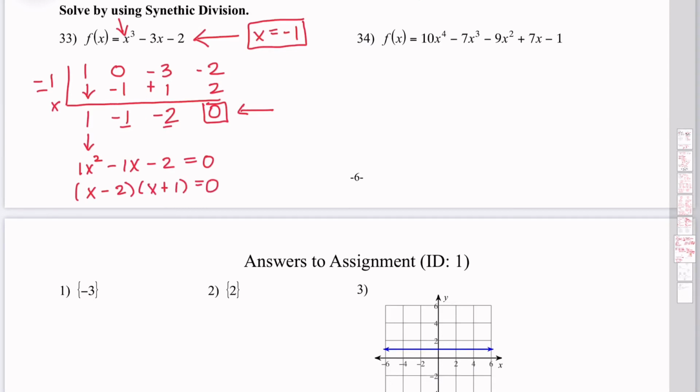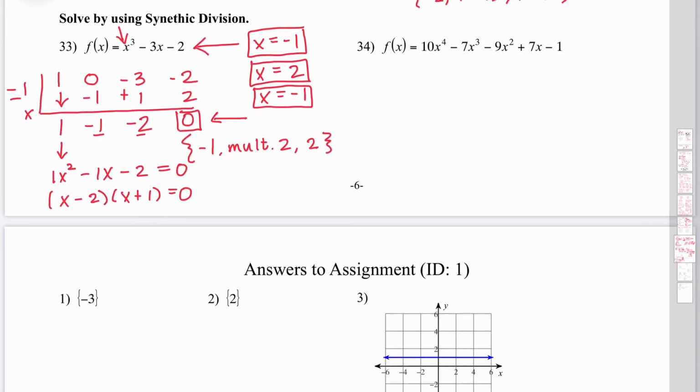Setting each parenthesis equal to 0, we get that x equals positive 2 and x equals negative 1. Notice how we have two x values that equal negative 1. You're going to put that in your final answer. So in curly brackets, you're going to say negative 1 with a multiplicity of 2, because we have two negative 1s as our answer. And then you're going to place a 2 right after.